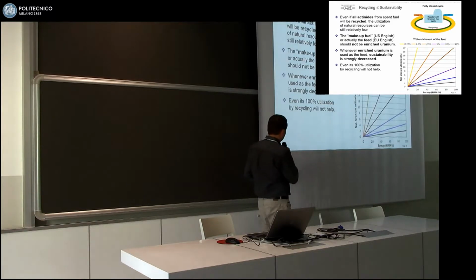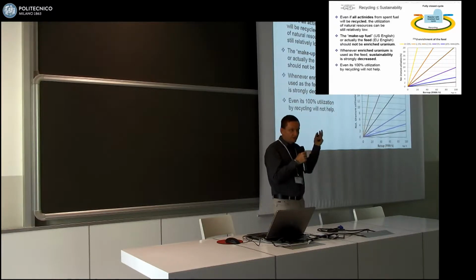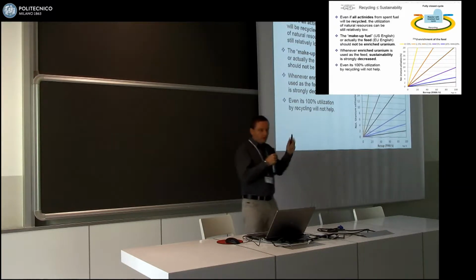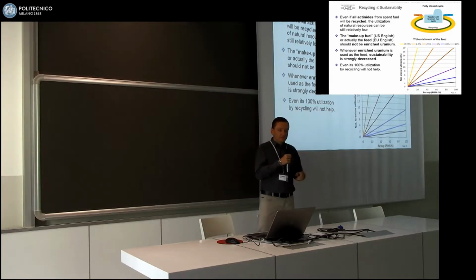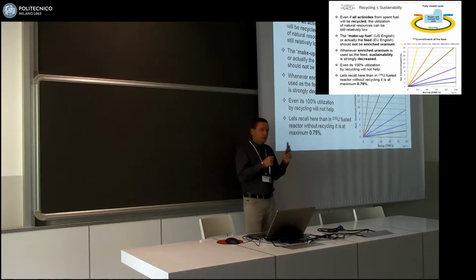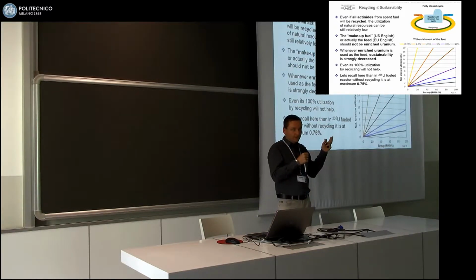And if you look at this chart, let's take the case of 5% enriched uranium. Even if you completely burned the 5% enriched uranium, so completely burning 100% of the fuel, the sustainability will be only 10% because the remaining 90% will be in the enrichment facility. So whenever you use enriched uranium as your feed or makeup fuel, your sustainability will be very limited. Nonetheless, if you recall that the current reactors can burn at maximum 0.7%, then sustainability around 10 or 20% is still something.